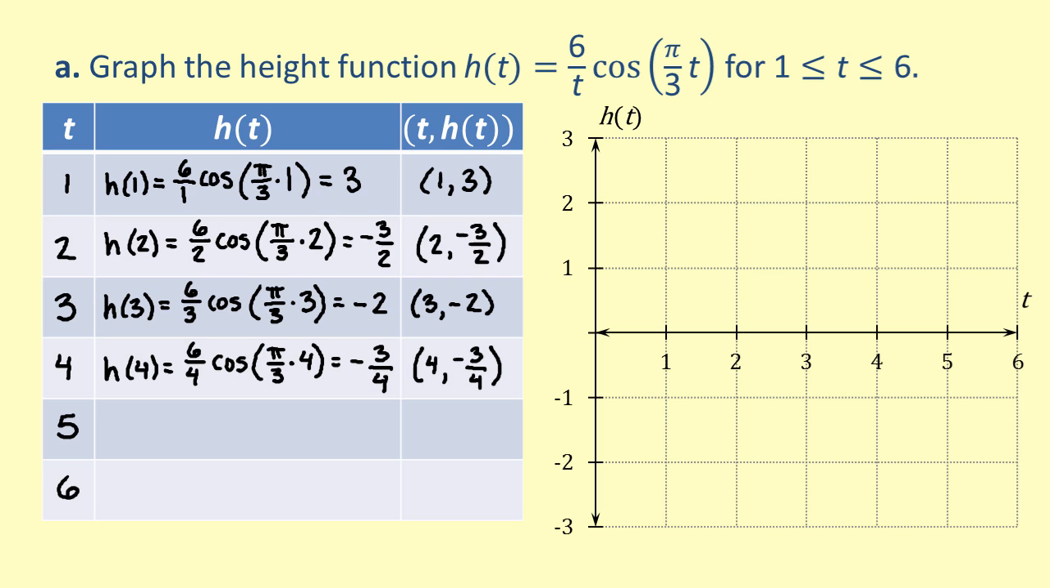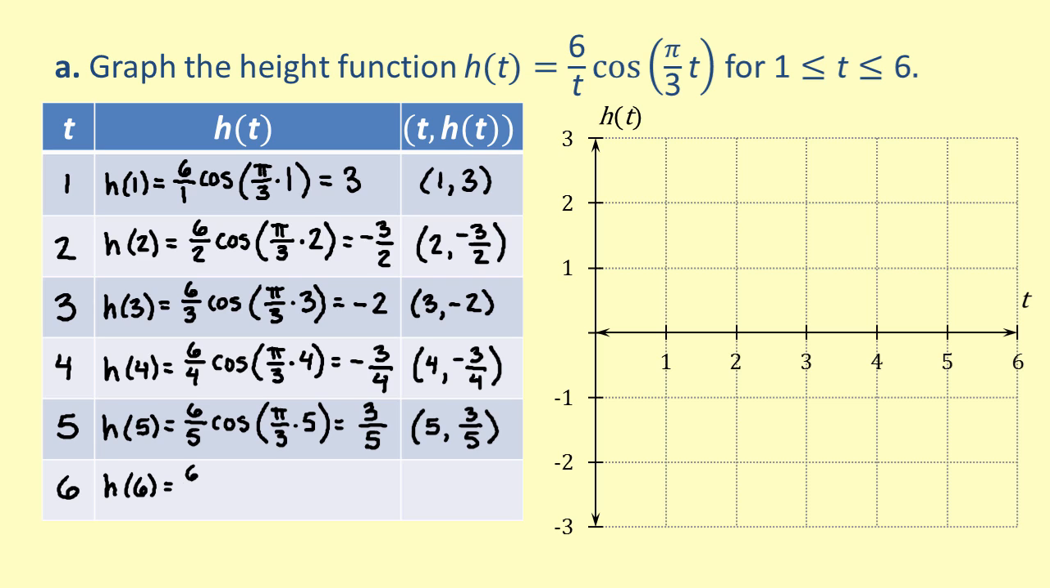Next, evaluating at t equals 5, we have h of 5 equals 6 over 5 times the cosine of pi over 3 times 5, which is 3/5. So now we have the point (5, 3/5). Finally, we have h of 6 equals 6 over 6 times the cosine of pi over 3 times 6, which is 1. So our last point is (6, 1).